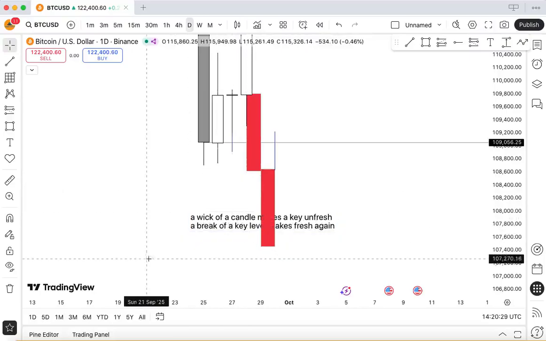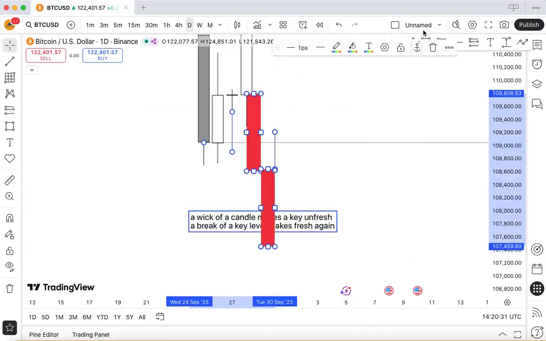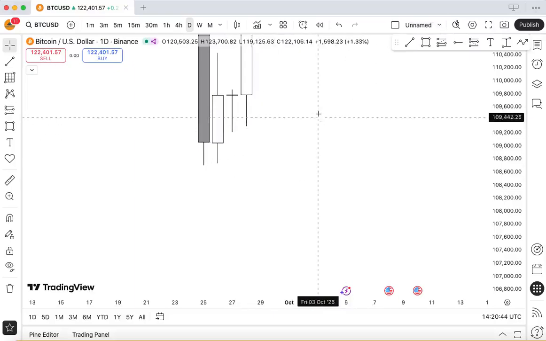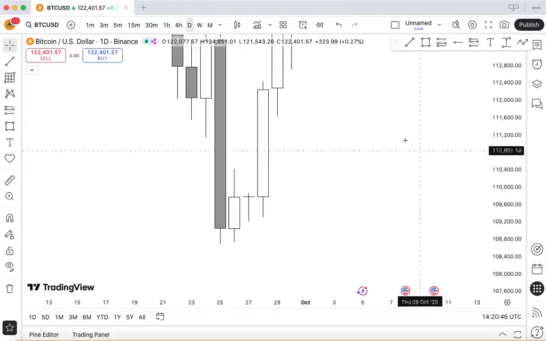So is there any question before I take you through more examples of key levels being fresh and being unfresh? Is there any question? Okay, this is simple. See here.